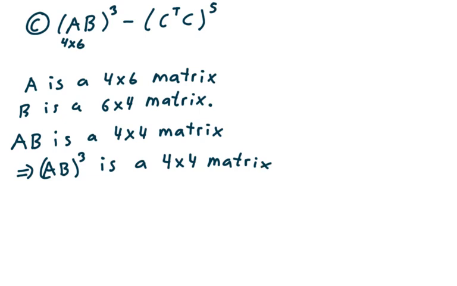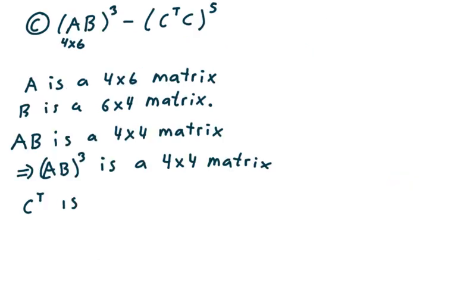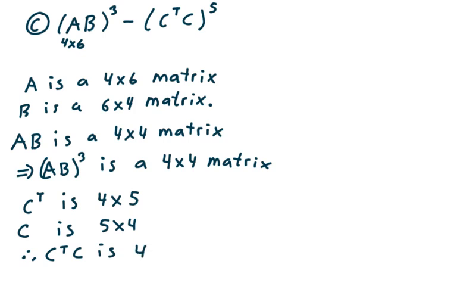I hope that's okay. Now, C transpose, let's remind ourselves. Remember, C is 5 by 4, so C transpose is 4 by 5. So therefore, C transpose C is 4 by 4.